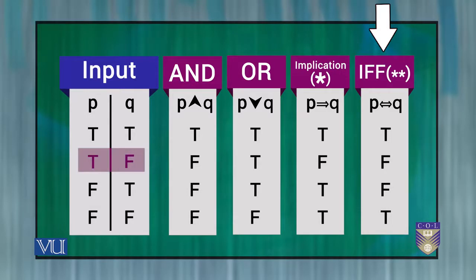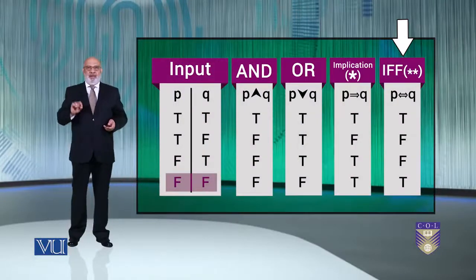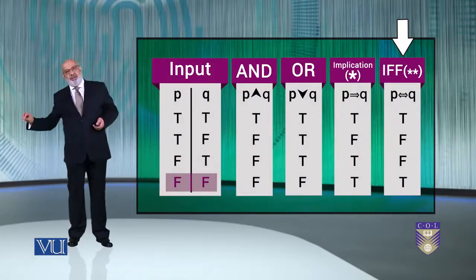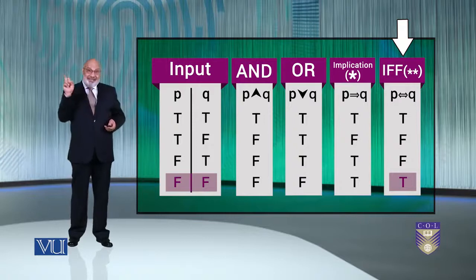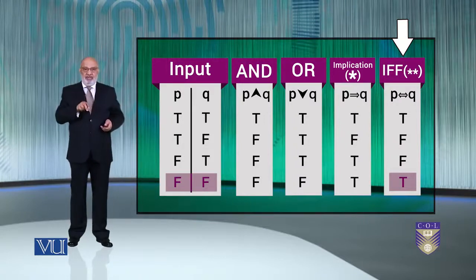The third row, P true, Q false. They're not identical. Therefore, the output of the last column, the equality detector, is false, they're not equal. Then P is false, Q is true. Once again, they are not equal, so the equality detector will call it false. And the fourth one, when both are false, the equality detector will say true. Yes, both are identical. So this gives you a true value when the two inputs are the same, both true or both false. And the rest are pretty straightforward.